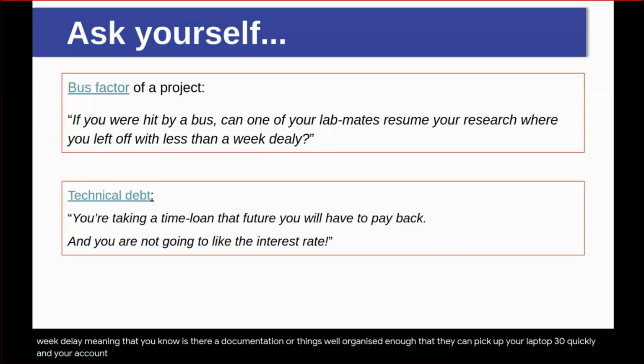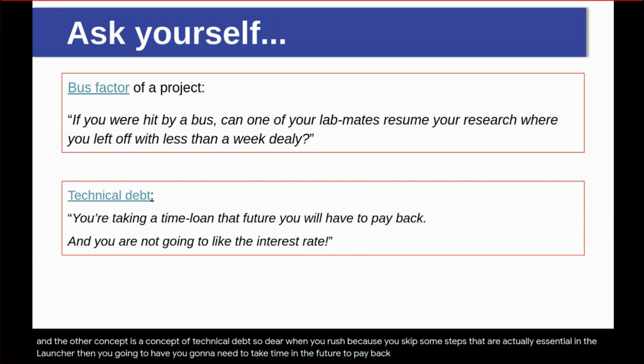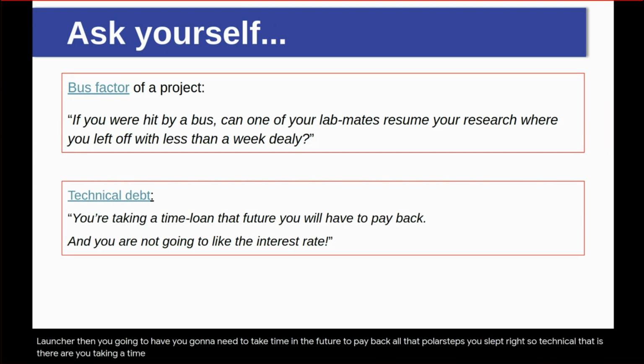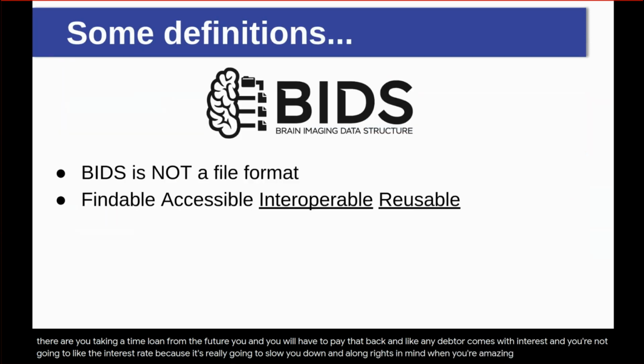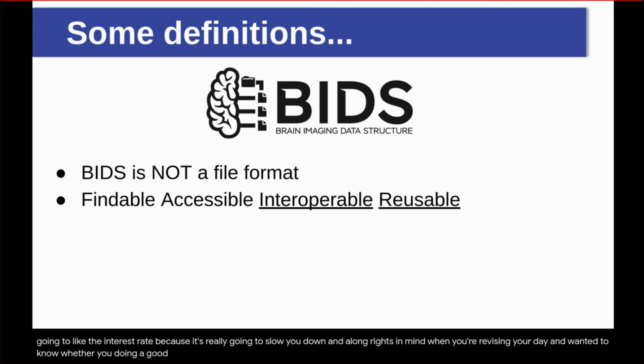And the other concept is the concept of technical debt. The idea is that when you rush and skip some steps that are actually essential in the long term, you're going to need to take time in the future to pay back all those steps you skipped, right? So technical debt is the idea that you're taking a time loan from future you, and you will have to pay that debt back. And like any debt, it comes with interest, and you're not going to like the interest rate because it's really going to slow you down in the long term, right? So these are concepts you might want to keep in mind when you're organizing your data, and want to know whether you're doing a good job.